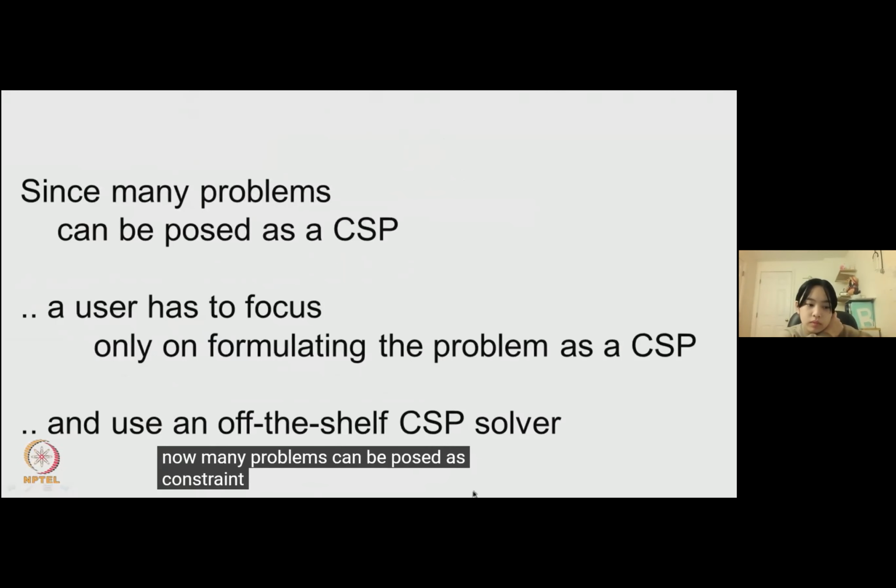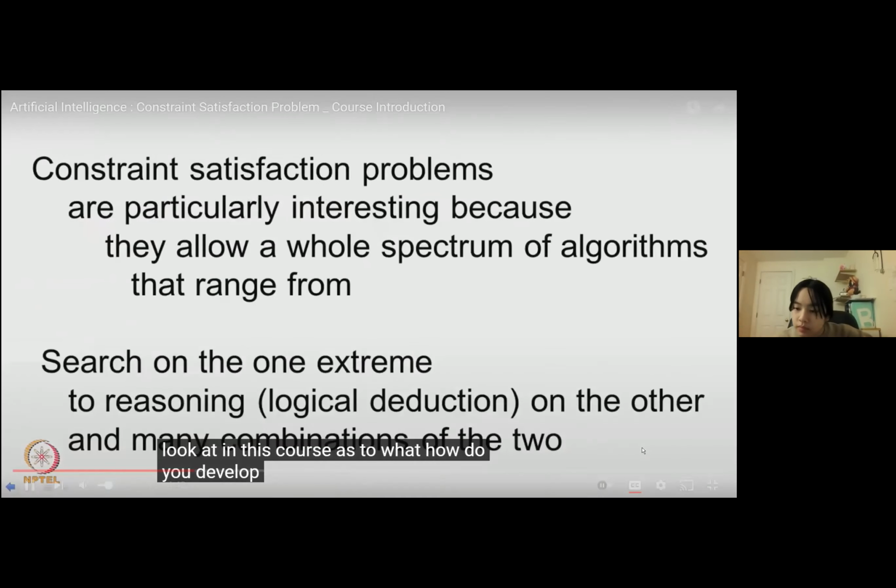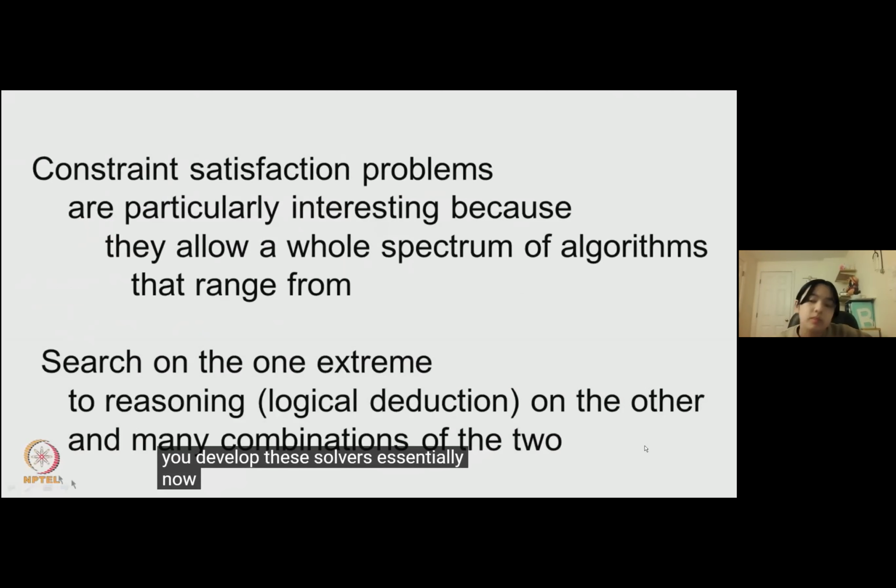Now, many problems can be posed as constraint satisfaction problems, which means that a user has to focus only on formulating the problem as a CSP. And the solving part can be handled by an off-the-shelf CSP solver, which is what we will try to look at in this course, as to how you develop these solvers, essentially.